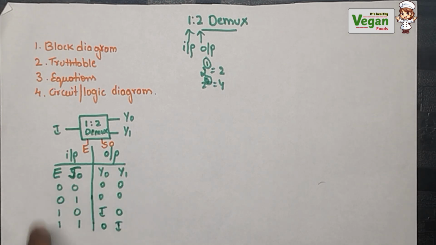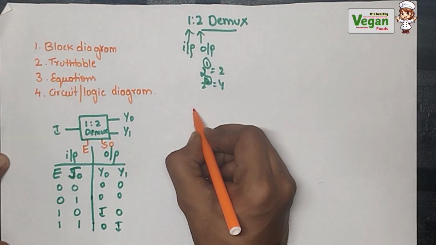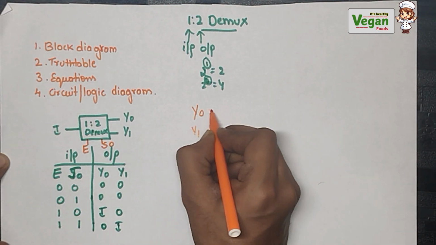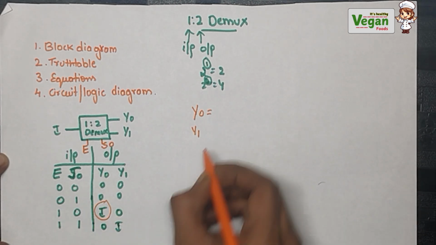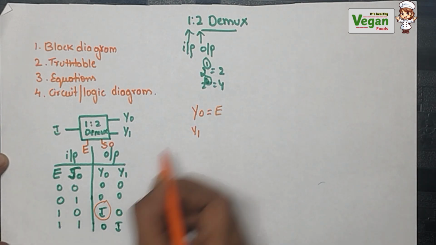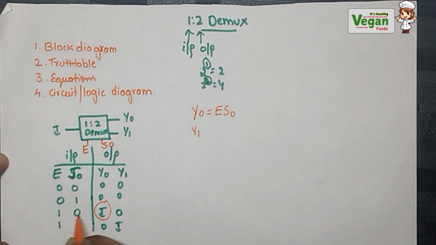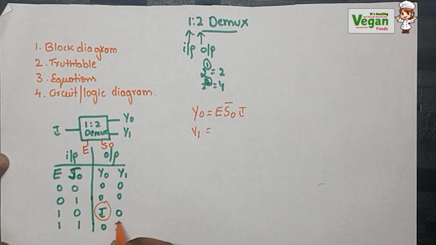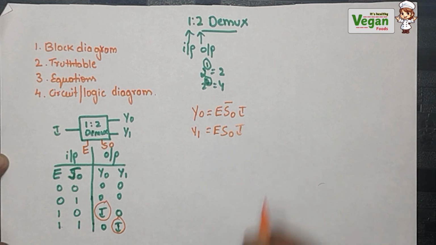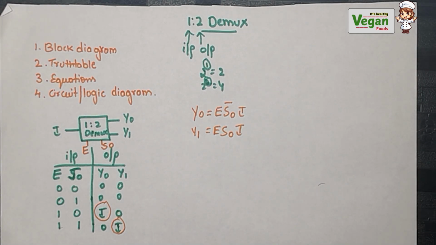Now using this truth table, we must design the equations for the outputs. So how will we design? What are my 2 outputs? y0 and y1. For the y0 column, where is the I value? Here. So what are the values of E and S0? S0 value is 0. So I will put E S0 bar I. And what is for y1? E, S0 and I. So these are the characteristic equations.